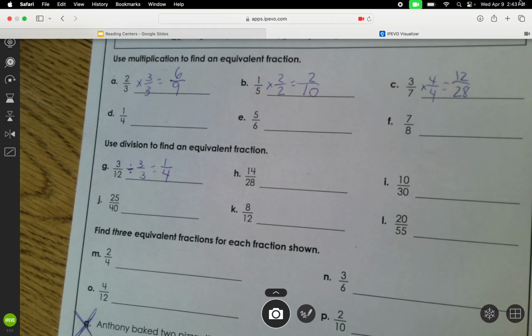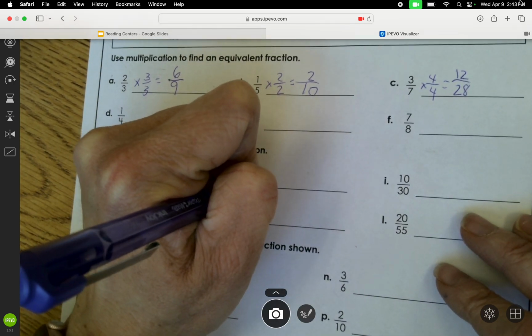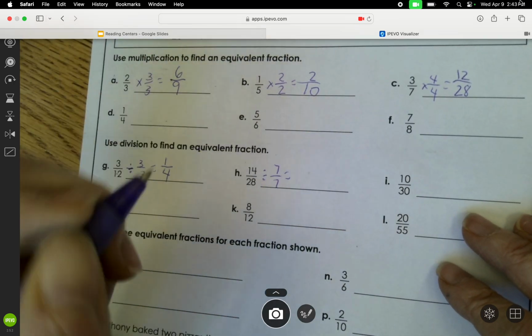However, I'm going to do a different number. I'm going to do 7 because I know from my skip counting each day that when I skip count by 7s, I say 14 and I say 28, right? 7, 14, 21, 28. I said 14 and 28. So I'm going to divide them both by 7.